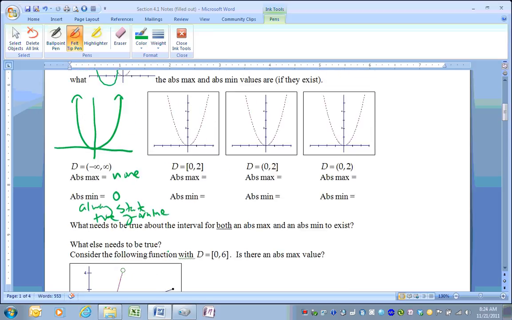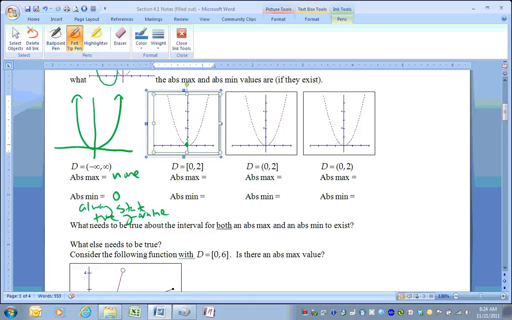Okay. Now let's say you want to graph it from 0 to 2. So you start at 0. And what's the y value when you plug in 2 for the function y equals x squared? 4, right? So we'll stop right here. And I just connect them. Right? So it looks just like that.